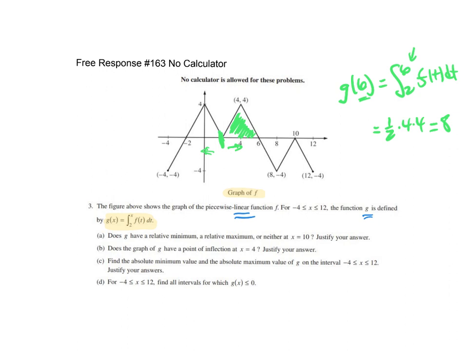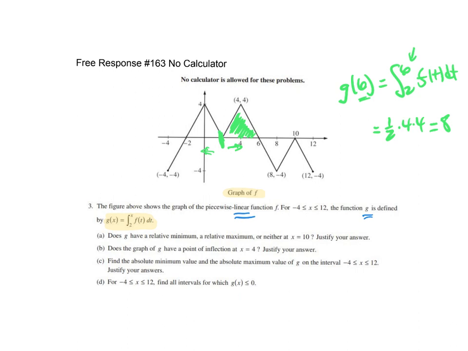Okay. All right, now let's read through these 4 things and we'll do them one at a time. Letter A says, does g have a relative minimum, a relative maximum, or neither at x equals 10? And we're going to justify our answers. So remember, when we look at minimums and maximums, we're worried about the first derivative. And I'll show you how we'll handle that. Letter B says, does g have a point of inflection at x equals 4? Points of inflection occur where the second derivative changes sign. So we'll have to figure out what the second derivative of g is.